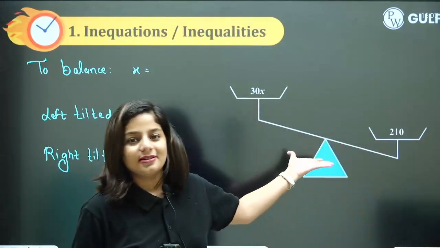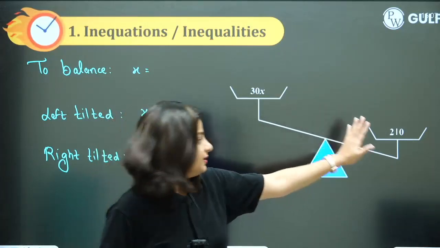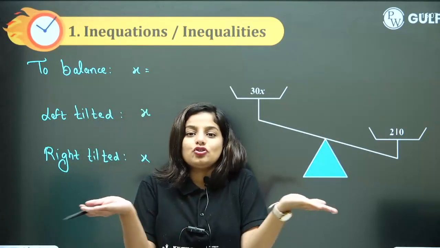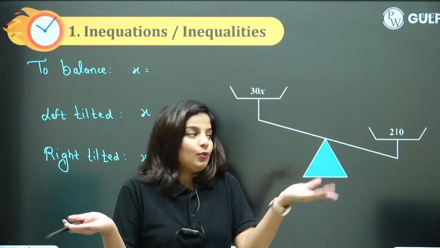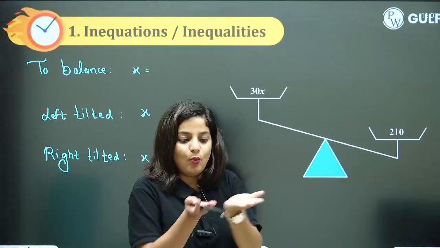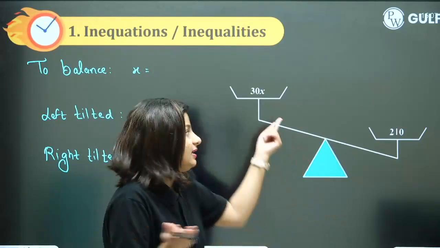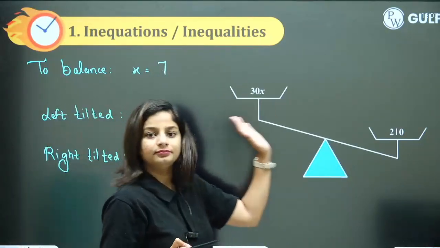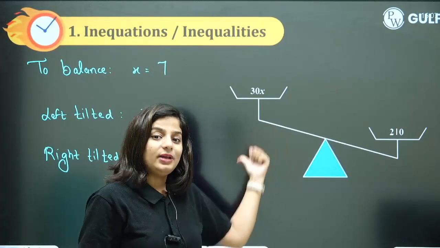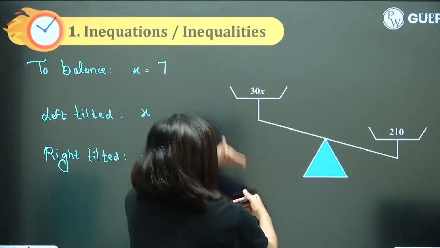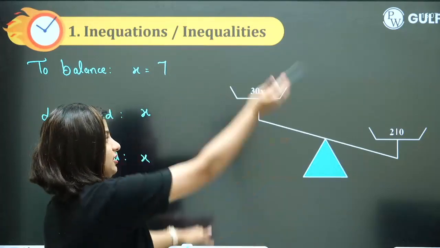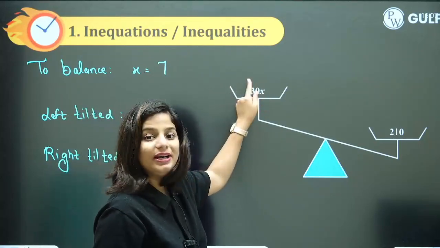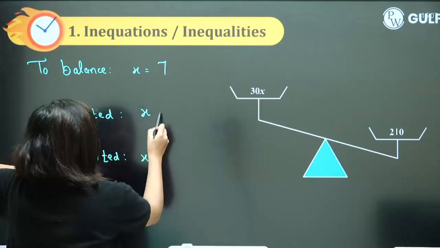Look at this seesaw. There's a number 210 here and 30x here. If I want this seesaw to be balanced, what should be the value of x? If I want it to be balanced, 210, the value of x should be 7. Agreed? But now if I want the seesaw to be left tilted, I want this side to be heavy, to be down, left tilted. I want that to come up. Then this should be more weight, this should be of more weight. That means the value of x should be greater than 7.